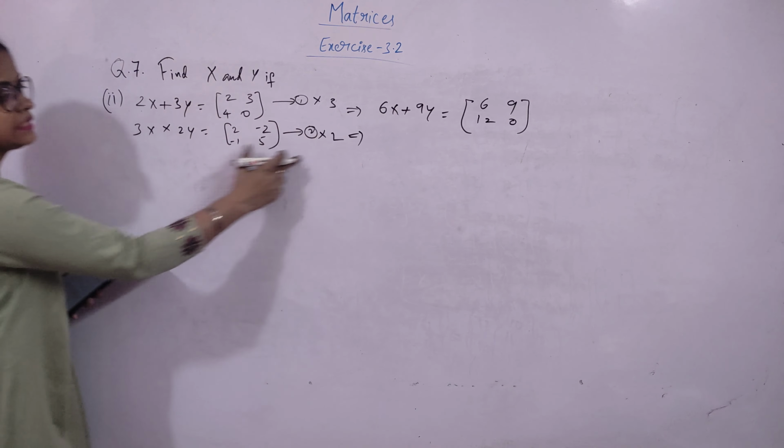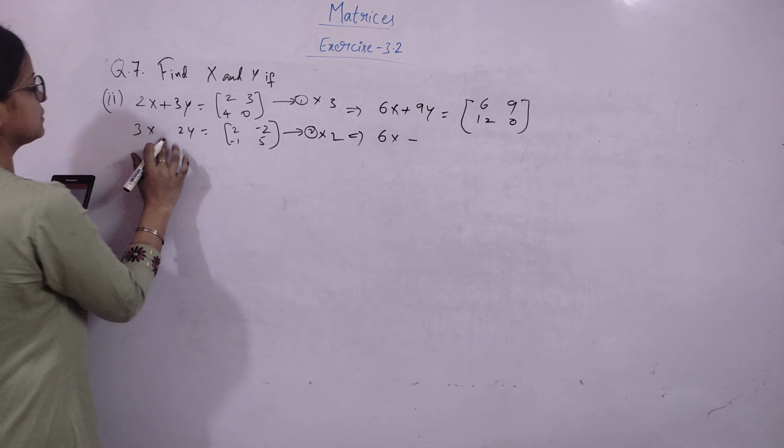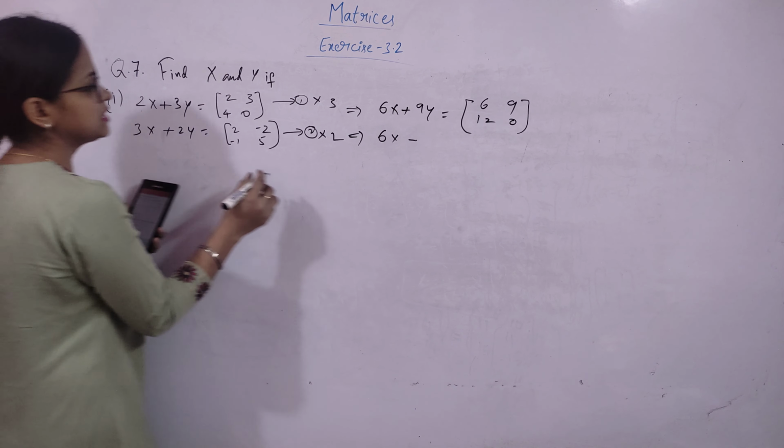Similarly, equation 2, this linear equation, is multiplied by 2. So here 2 times 3 is 6x, plus 2y into 2, it is 4y. It is equal to, each element multiplied by 2: 2 twos are 4, minus 4, 2 into minus 1 is minus 2, 2 fives are 10. Okay, so this is the matrix.